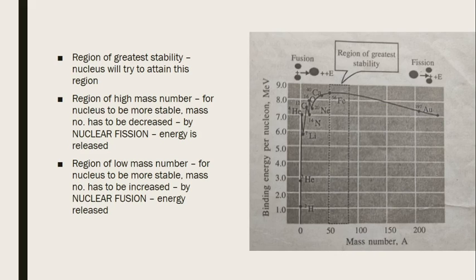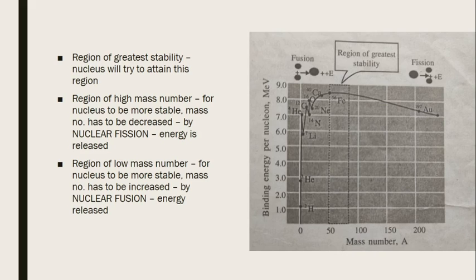So in the lower mass number region, nuclear fusion takes place, and in the higher mass number region, nuclear fission takes place. So that in both the cases, the mass number will change approximately to the mass number of iron, so that these nuclei will attain maximum binding energy per nucleon, or they will be more stable. So that is a peculiarity of this binding energy curve.